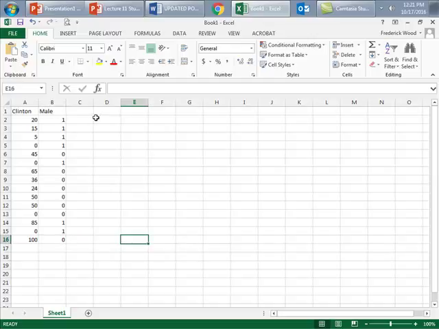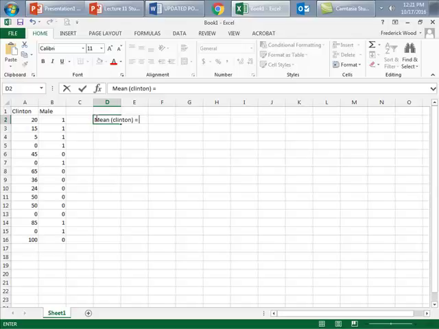I've given you data. What do we already know how to do? All right, let's find the mean. So the mean of Clinton equal to, I can do it in Excel, but I want you guys to tell me what it is. This is like reviewing. What would we do? Add what?